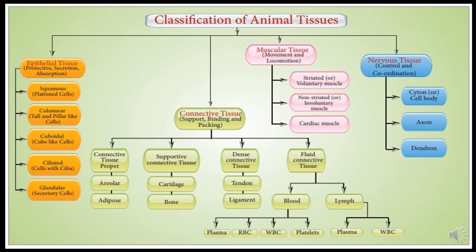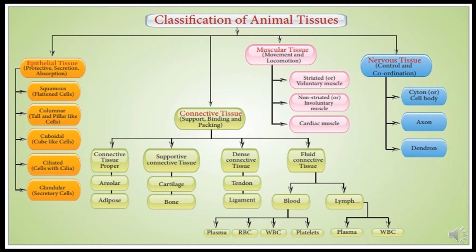This is a detailed classification of animal tissues on the basis of the functions which they perform. First of all, the outer protective covering tissue, which covers all over the body as well as the internal cavities of the body, is called epithelial tissue, which is further classified into various types: squamous, columnar, cuboidal, ciliated, and glandular.